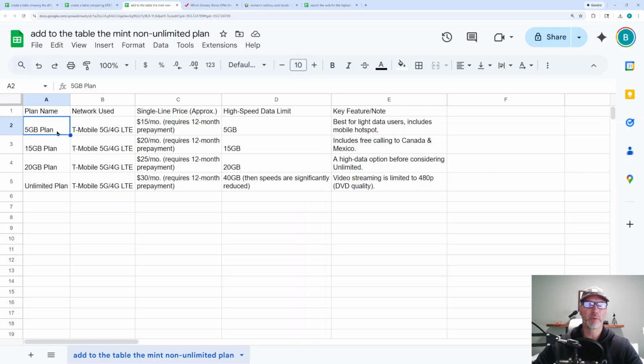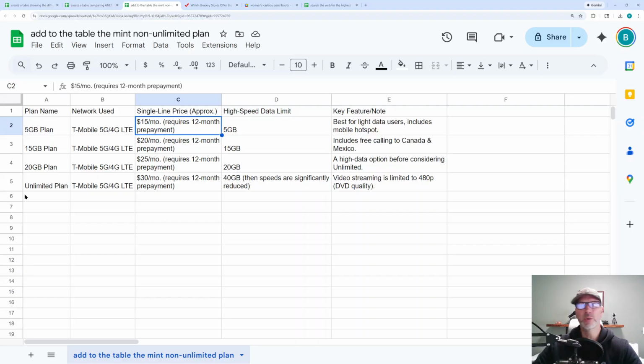A lot of people can get away with this 5 gig plan, which means your plan goes down to $15 a month. That can be a significant savings. Just between those two, your cable internet bill and your cell phone bill, you could be saving $1,000 a year, which is money that could be used for other things, of course.